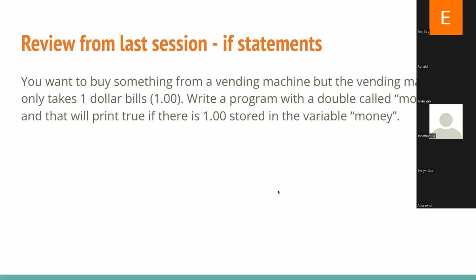Okay, next question might be a bit more complicated with the wording. You want to buy something from a vending machine, but the vending machine only takes $1 bills. And $1 in this case will just be 1.00. So write a program with a double called money that will print true if there is 1.00 stored in the variable money. And I'll give you guys about a minute or two for this as well.